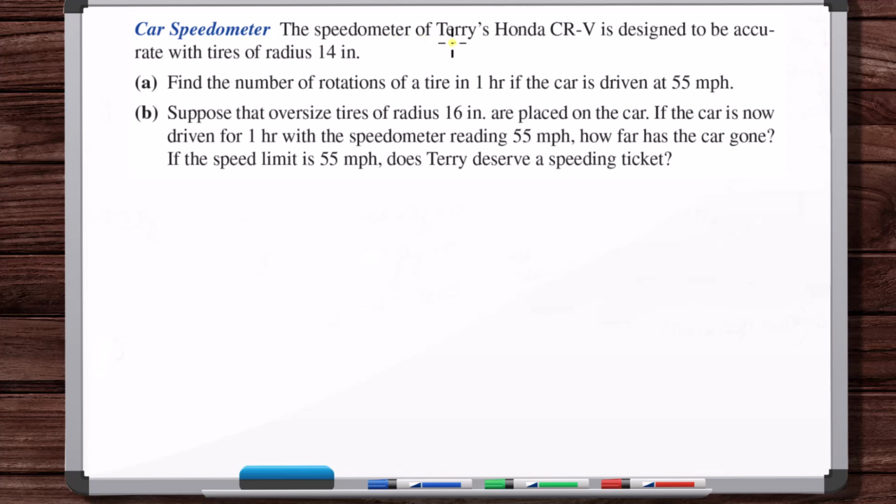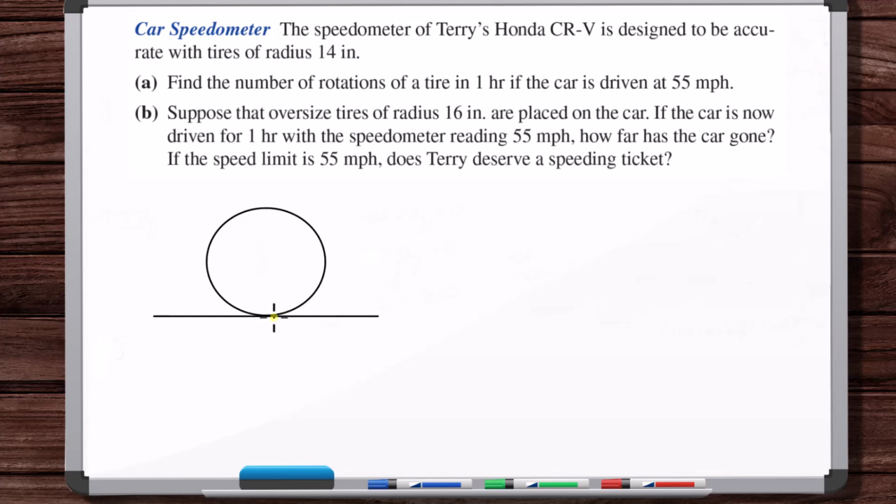The speedometer of Terry's Honda CR-V is designed to be accurate with tires of radius 14 inches. Find the number of rotations of a tire in 1 hour if the car is driven at 55 miles per hour. Okay. So if the car is traveling at 55 miles per hour, what does that mean in relation to the tires?